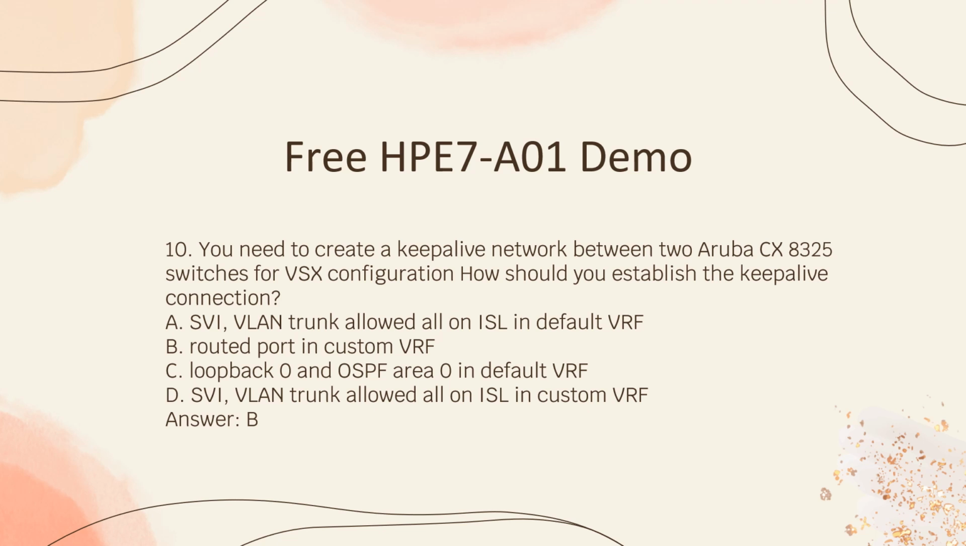A. SVI. VLAN trunk allowed all on ISL in default VRF. B. Routed port in custom VRF. C. Loopback 0 and OSPF area 0 in default VRF. D. SVI. VLAN trunk allowed all on ISL in custom VRF. Answer: B.